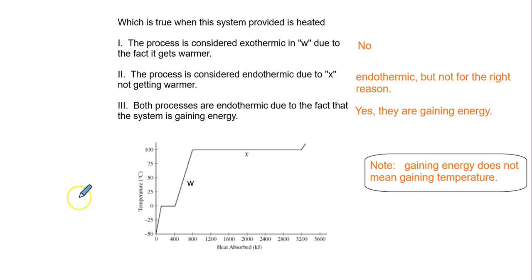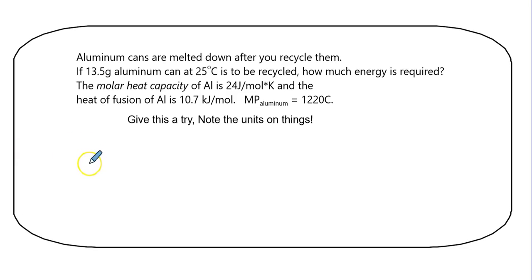Here's the answer to the question, which wasn't there. Okay, so aluminum cans can melt down after you recycle them. So there's two parts here. We already did a question like this one, so pause it and go ahead and try this problem. Aluminum cans are melted when you recycle them. If 13.5 grams of aluminum at 20 degrees Celsius is recycled, how much energy is required? The molar heat capacity of aluminum is 24 joules per mole per Kelvin.